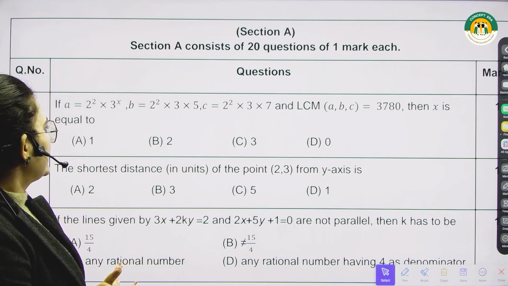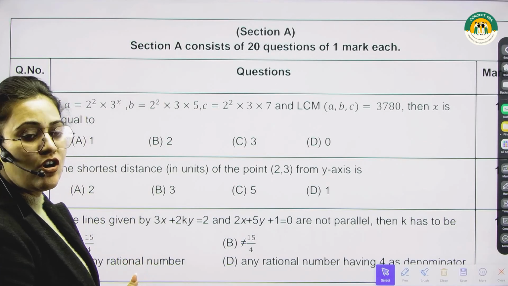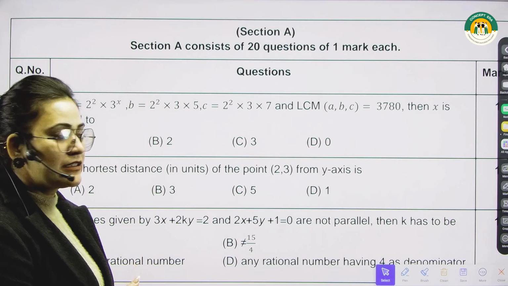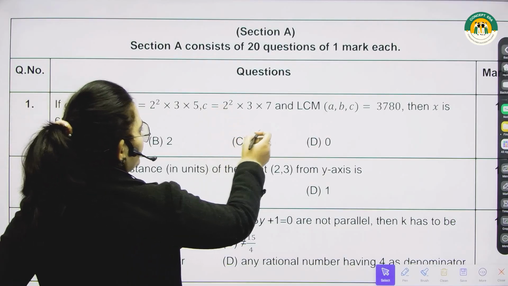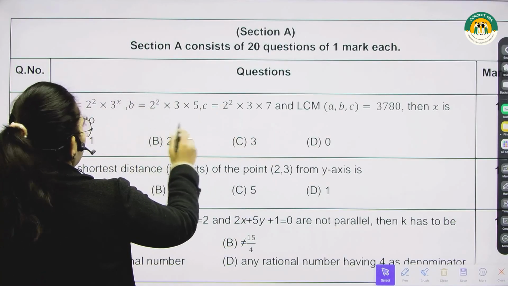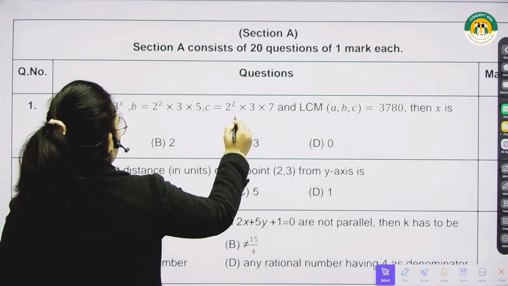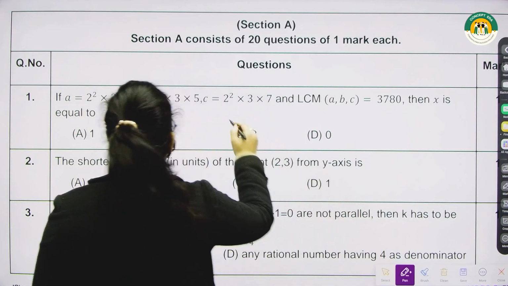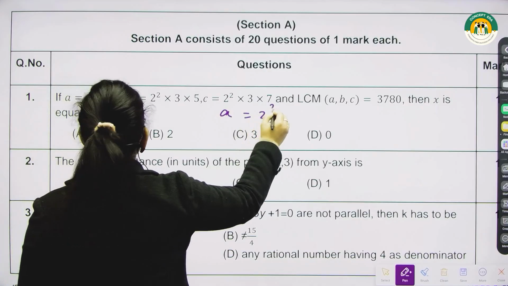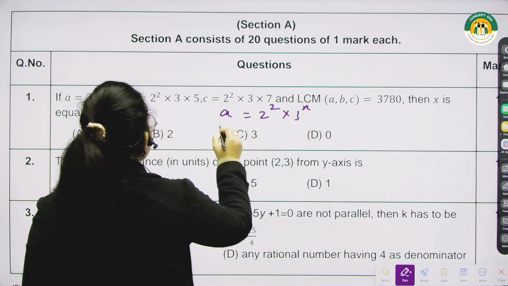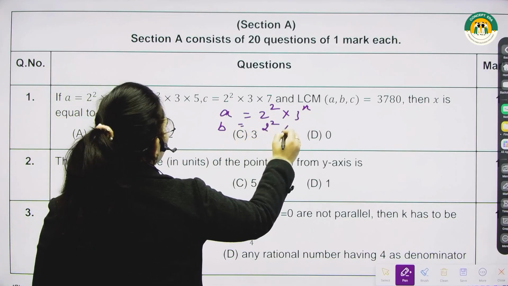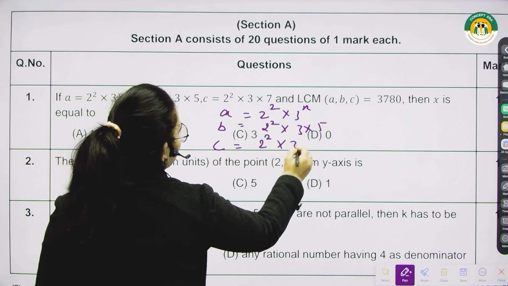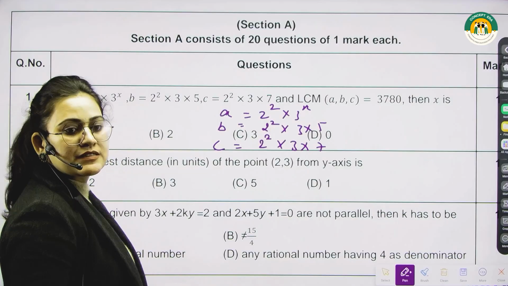Here we have to find the value of x, where the LCM of A, B, C is given as 3780. So the factorization of A is 2 square into 3 raised to power x. The factorization of B is 2 square into 3 into 5. And the factorization of C is 2 square into 3 into 7. LCM means least common multiple.